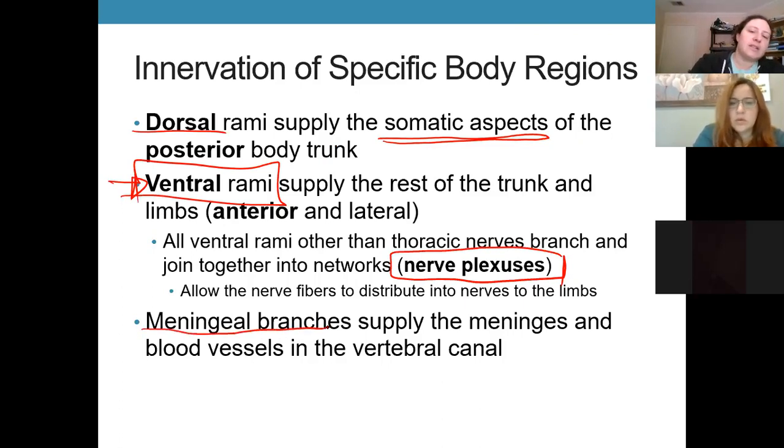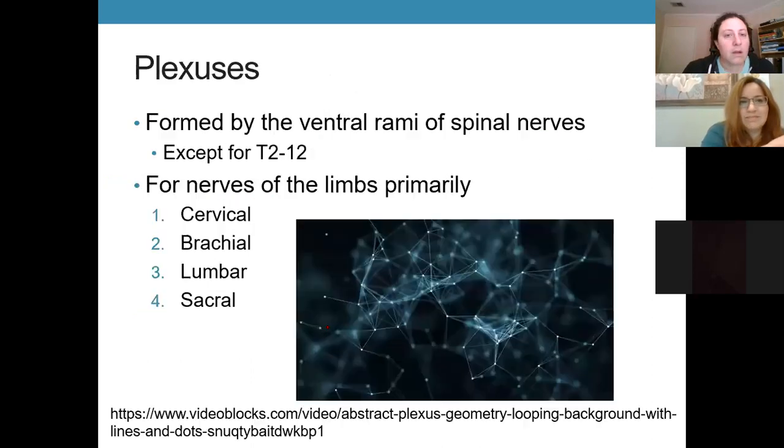And then the meningeal branches, like I said, they turn right back around and they supply the meninges as well as the blood vessels in the vertebral canal, which I think is really interesting because that means like literally even inside the vertebral canal, everything outside of the spinal cord is peripheral. That might just be me though. Okay, so a plexus is when a bunch of stuff comes together.